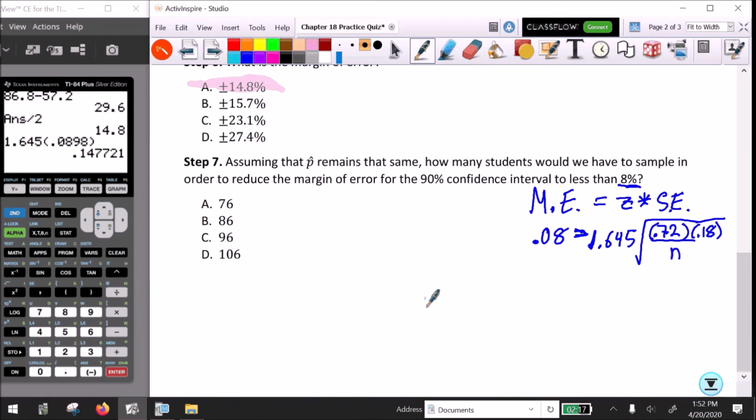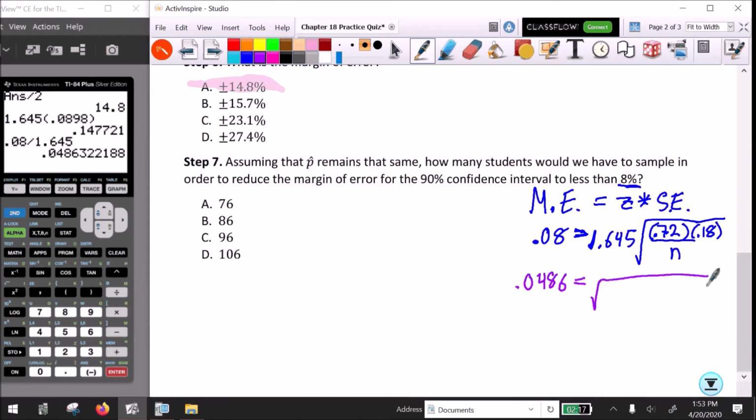So I guess I will begin this by first dividing by that 1.645 on both sides to get rid of it. So 0.08 divided by 1.645 is 0.0486 if you round it. So now, if we want to get rid of the square root, we can take each side and square it. So I'm just going to square each side of this equation to get rid of our square root.